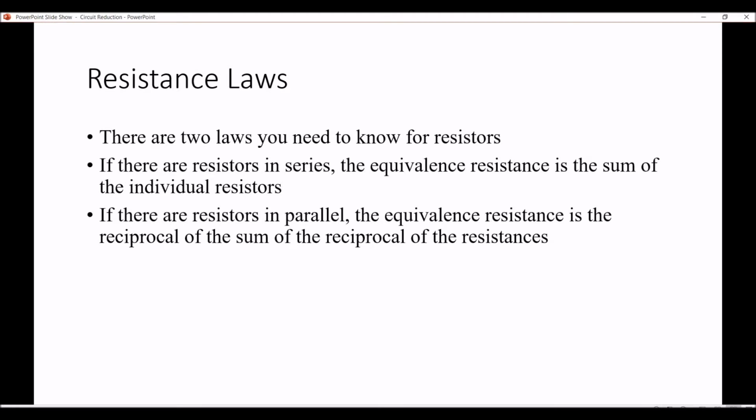Now, before we start circuit reduction, there are two resistance laws that you should know. The first one is if the resistors are in series, the equivalent resistance is the sum of the individual resistors. The second law is if there are resistors in parallel, the equivalent resistance is the reciprocal of the sum of the reciprocals of the resistances. Now the second law kind of sounds confusing, but I'll get to that soon to make sure you understand it properly.